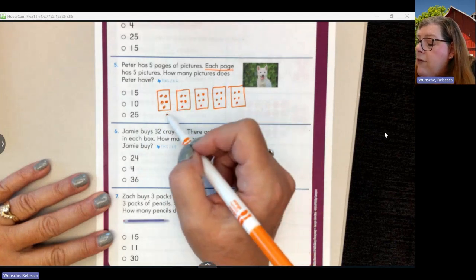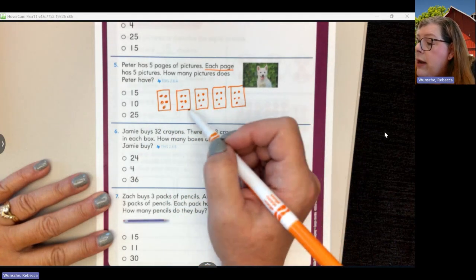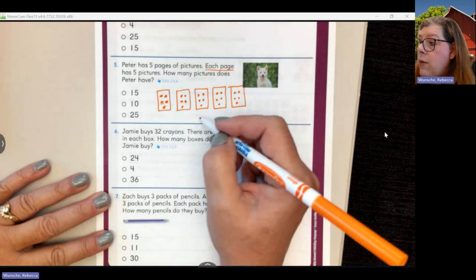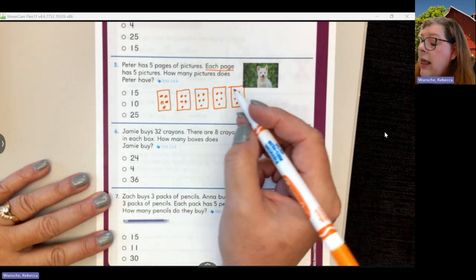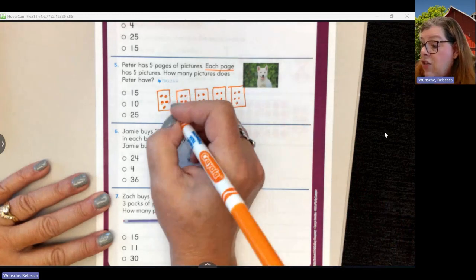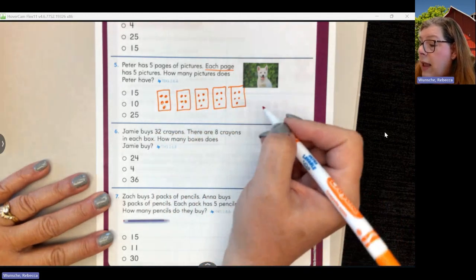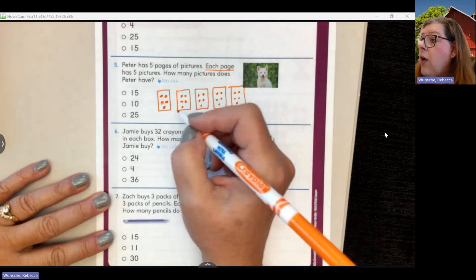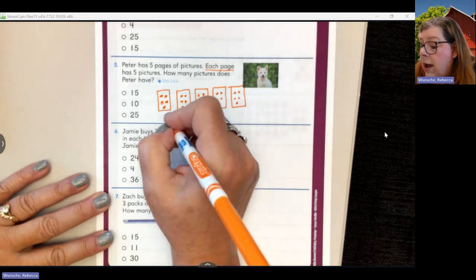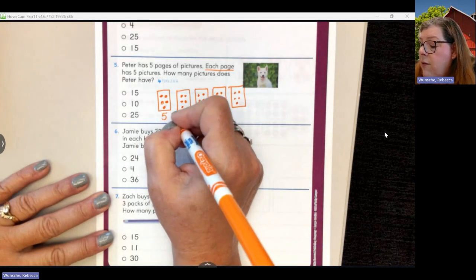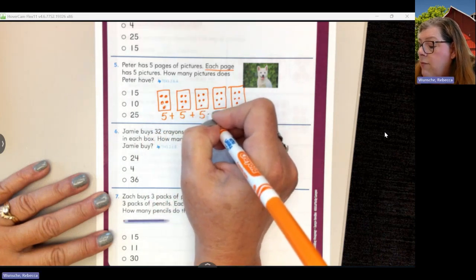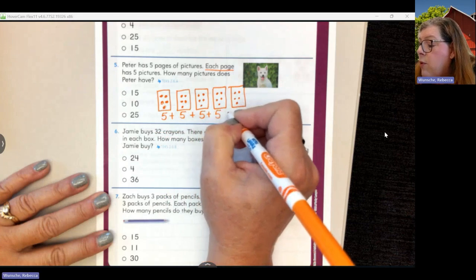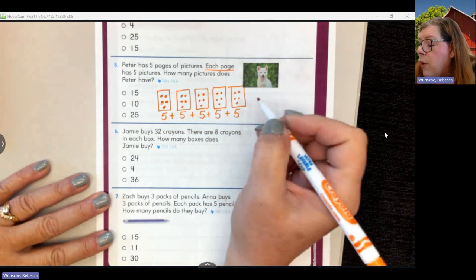So when I'm finished with that, now my question is asking me, how many pictures does Peter have? So I have to combine these, and I'm going to combine them by using repeated addition or multiplication, because multiplication is just fast addition. It's being able to add the same number over and over in an equal group number of times. So this is 5 plus 5 more plus 5 more plus 5 more plus 5 more.